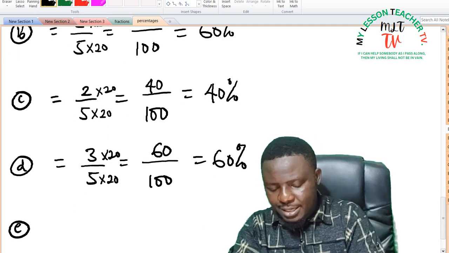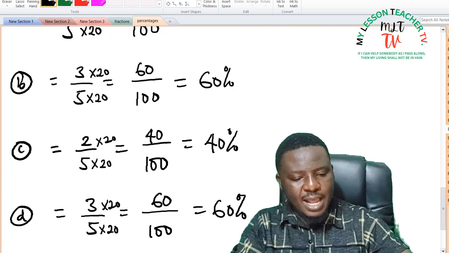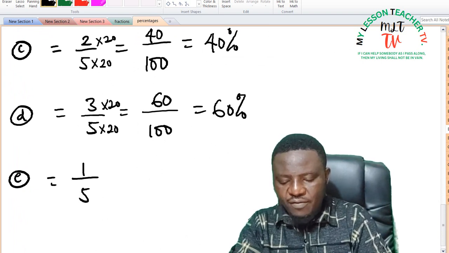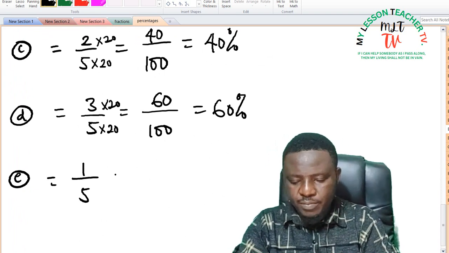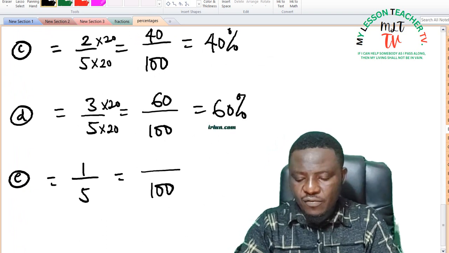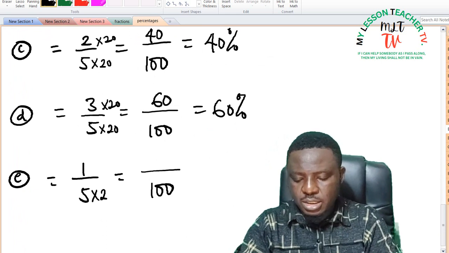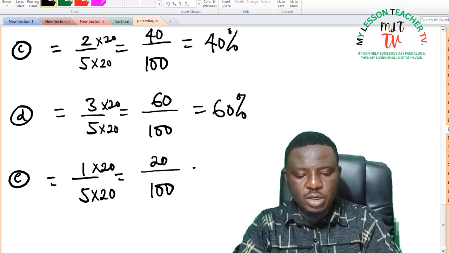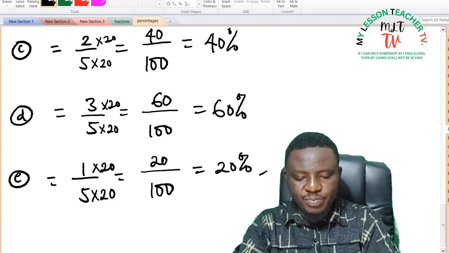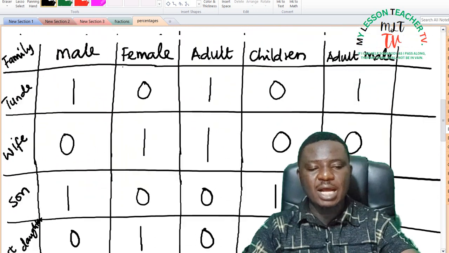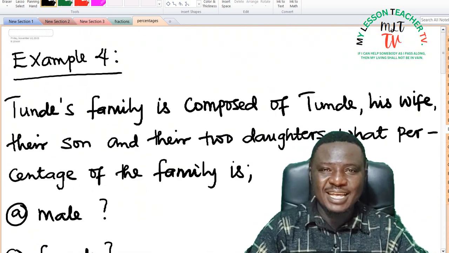And E, we are asked to find adult male. Adult male, we have adult male just to be 1 over 5, which is the father, which is Tunde, is said to be equal to dash over 100. So what will you multiply by 5 to give you 100? It is said to be 20, and when you multiply the numerator, also you have 20 over 100, which is said to be what? 20%. So 20% of the family members are said to be adult male, which is just the father.